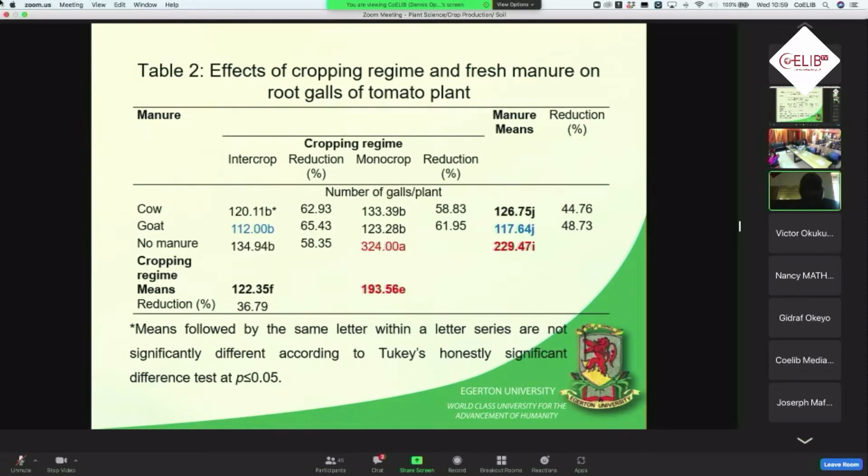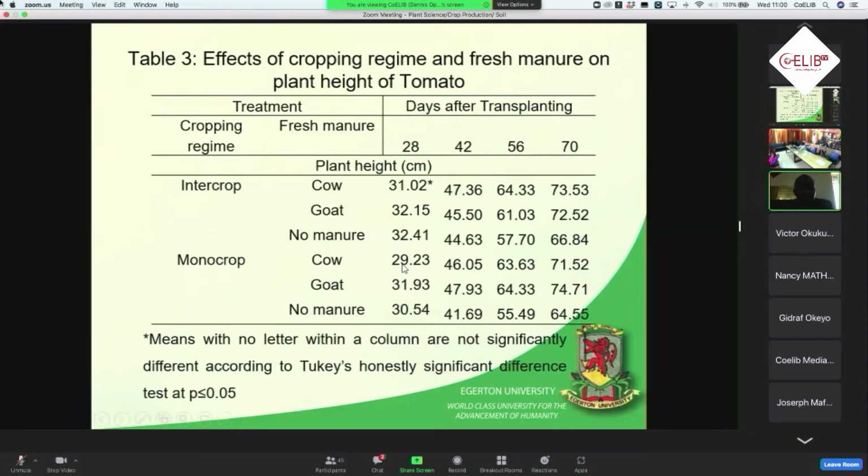The other is on root galls. We find that the same case occurred: where we had no manure or cropping regime, the number of root galls was lower compared to those with cow or goat dung or the slender leaf. On the growth part, although the plant heights were not significant in all the treatments, where the two factors were used, the plant height was at least higher than where there was no manure or the slender leaf in the crop.